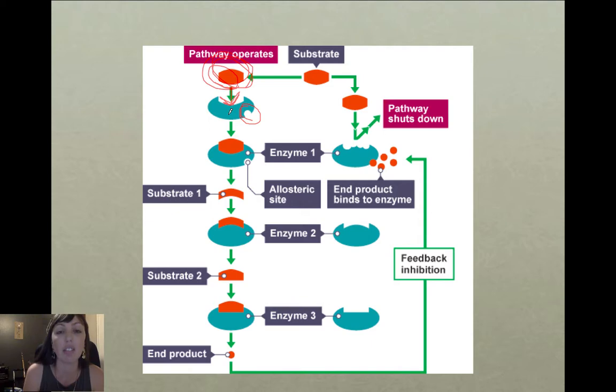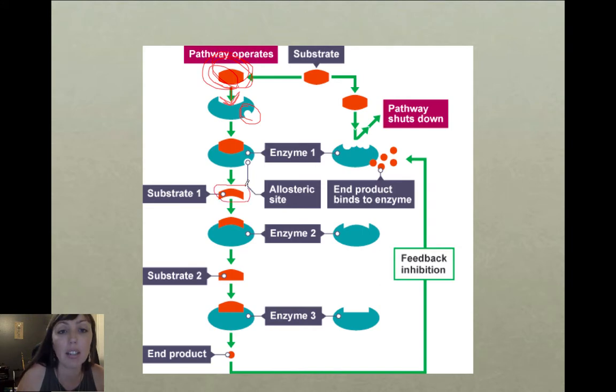Okay, close down those active sites so that they're not going to be speeding up this reaction. We have enough of what we need. So this is kind of like a check for the cell, this allosteric site. The substrate binds with the active site of this enzyme, and it creates a product. So here it's binding, here's the allosteric site, and it creates a product.